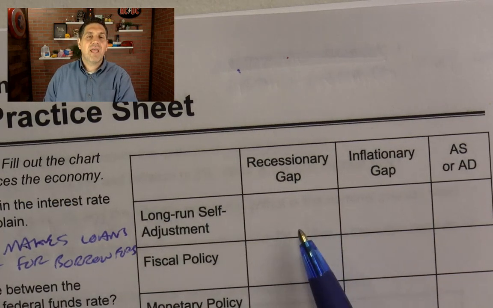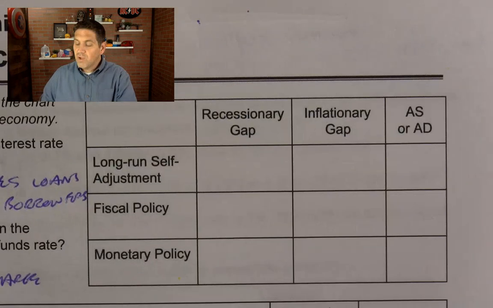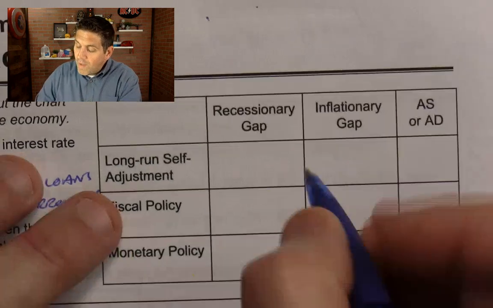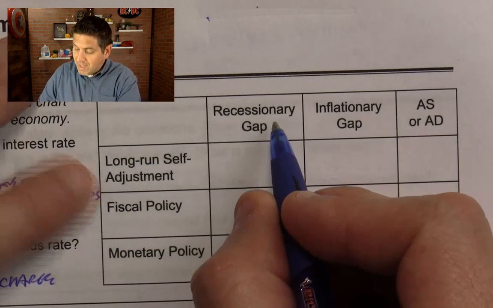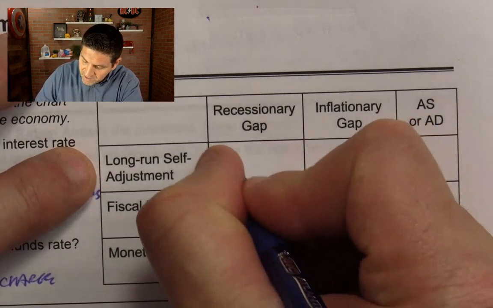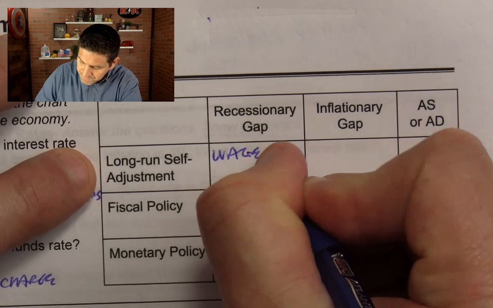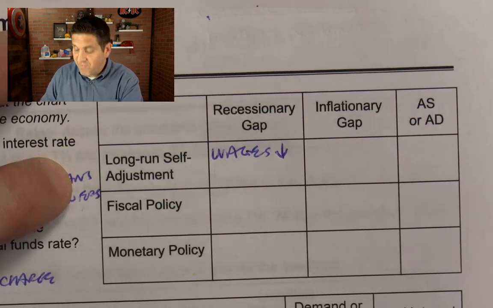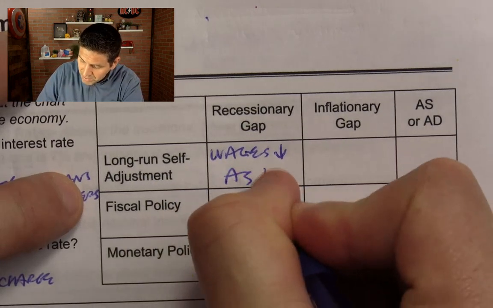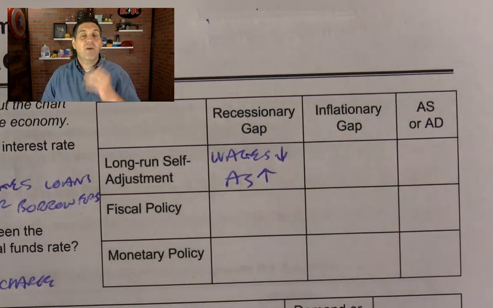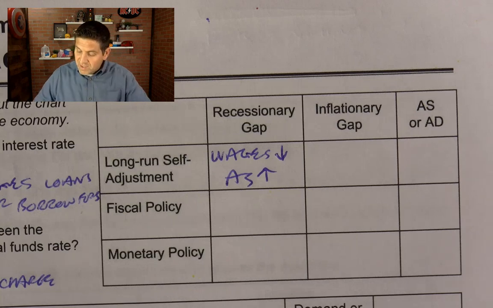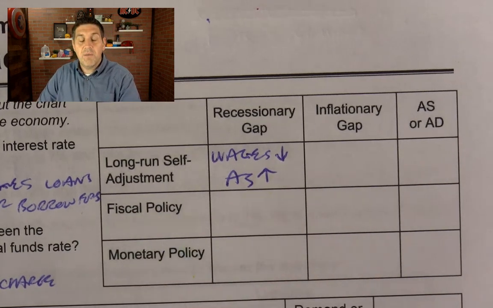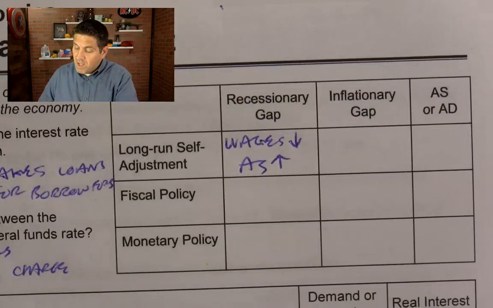Again, it says fill out this chart showing how each influences the economy. The reason why I'm setting it up this way is if you can fill this out, you totally understand these different concepts. When there's a recessionary gap or a negative output gap, the long-run self-adjustment is wages are going to fall and resource prices fall. So when resource prices fall, that's going to cause the aggregate supply to increase. This is the idea that if we do nothing, no policy. In fact, I should have wrote that down.